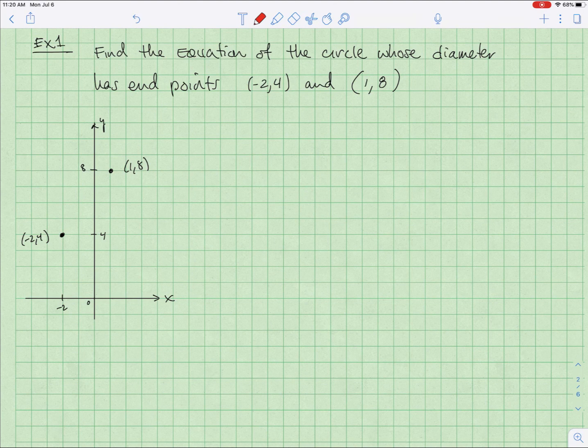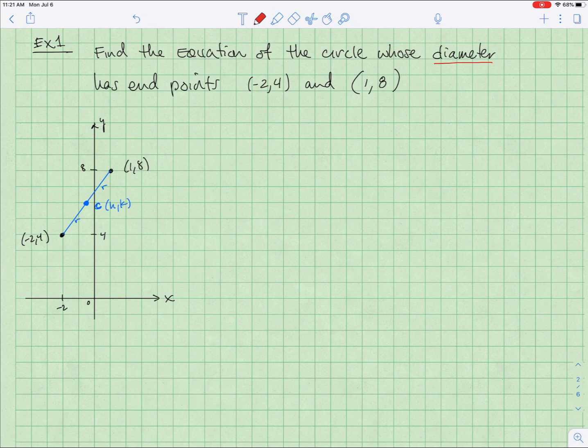So let's see, not just any 2 points on the circle, but it is the endpoints of the diameter. So if I draw that line segment that connects those 2 points in blue, what I can tell you is the center of that line segment is going to be the center of the circle C, h comma k, and on either side is the radius, r, or the diameter is 2r.